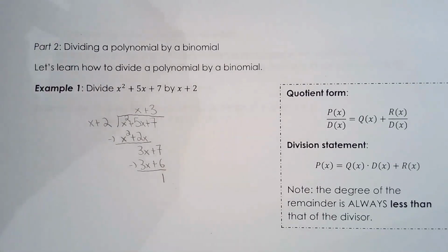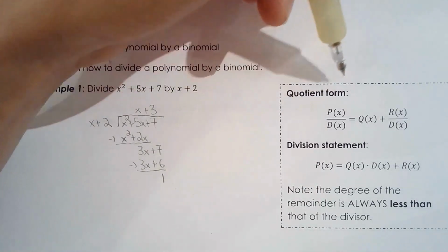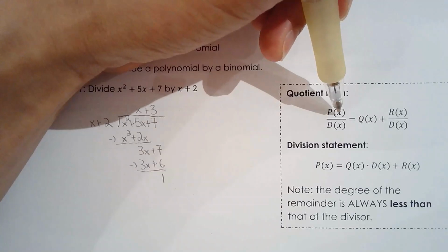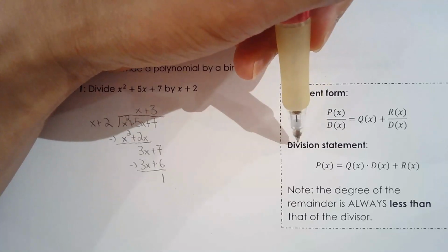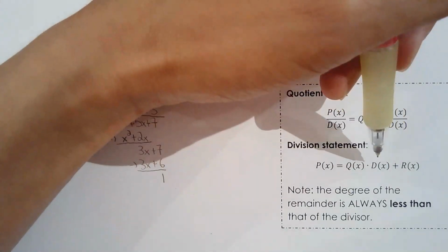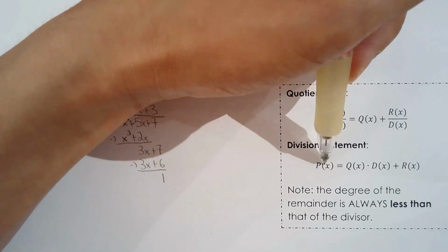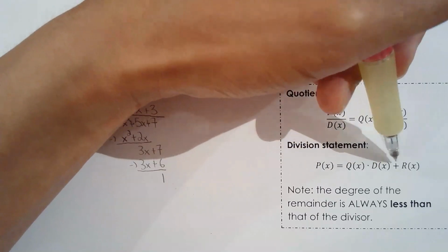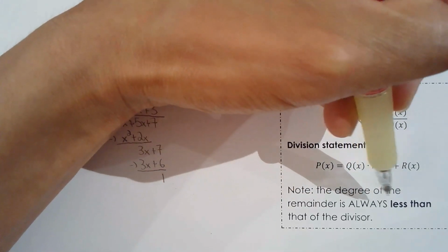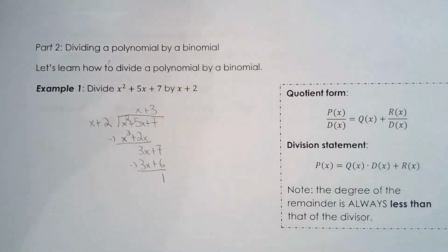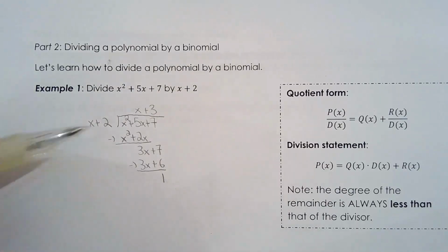Now, after you're done the long division, you may be asked to do one of two things. Express your answer in quotient form, which is what we said on the first page, which is going from an improper fraction to a mixed fraction. Or you can express your answer as a division statement, which is the same statement that allows you to check your answer. So your polynomial or your dividend is equal to the quotient times the divisor plus the remainder. And as I said before, the degree of the remainder must be less than that of the divisor. Because if it's not less than that of the divisor, you can keep going in your long division process. So it has to be less than.